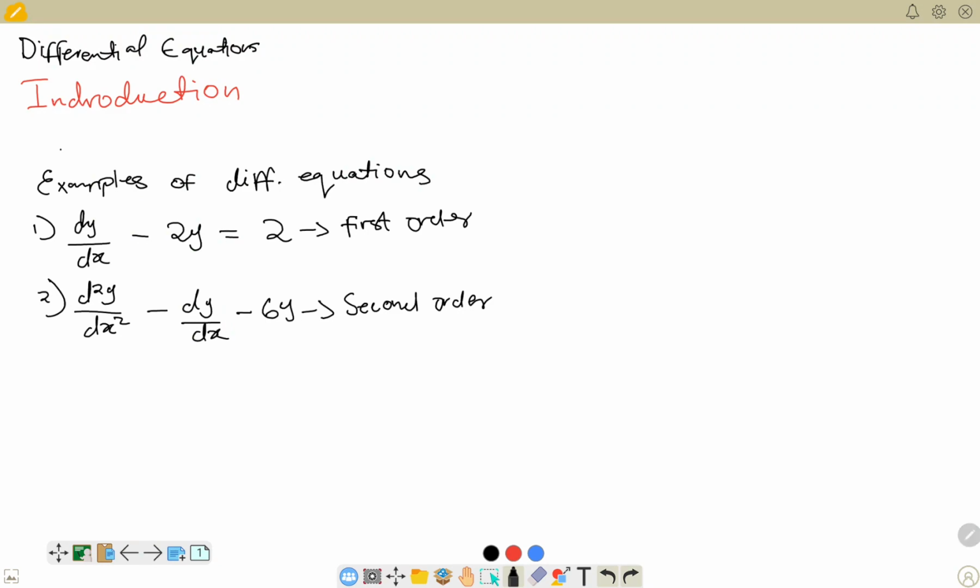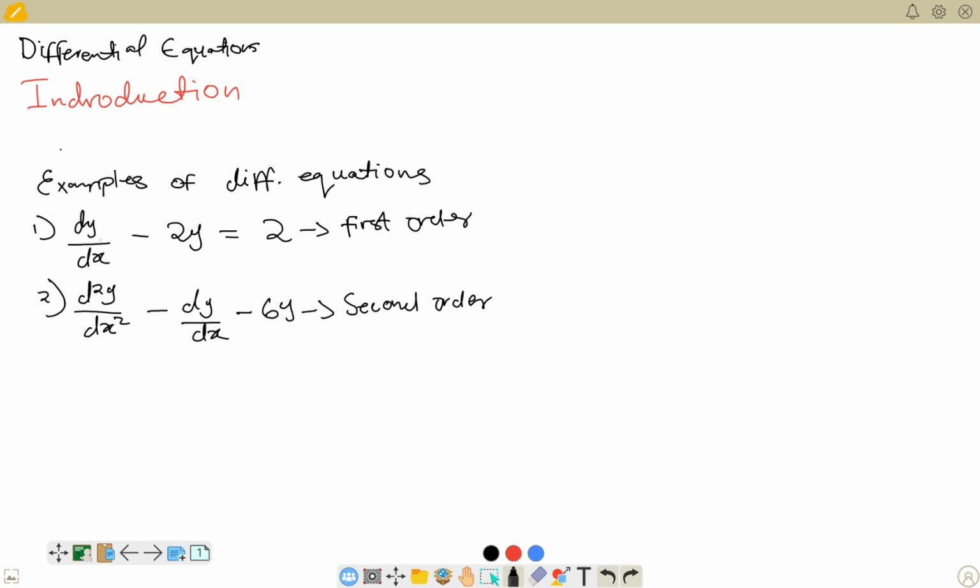Today's lesson, we are going to learn about differential equations. So what is a differential equation? It is an equation that consists of a derivative. And how do we identify the order of a differential equation? We identify it by the derivative that is occurring within that differential equation.